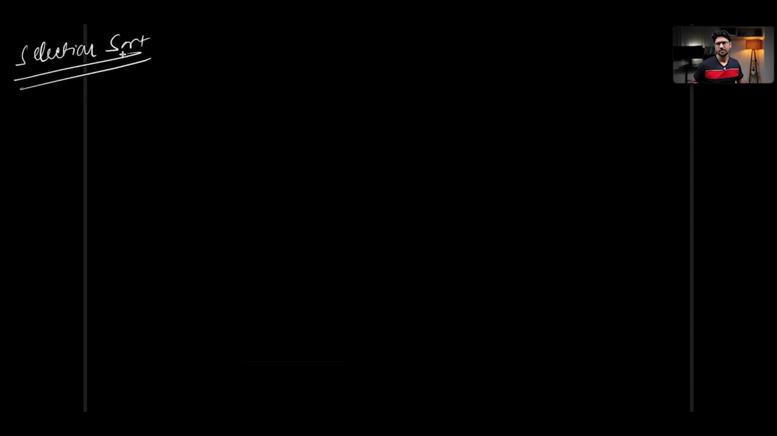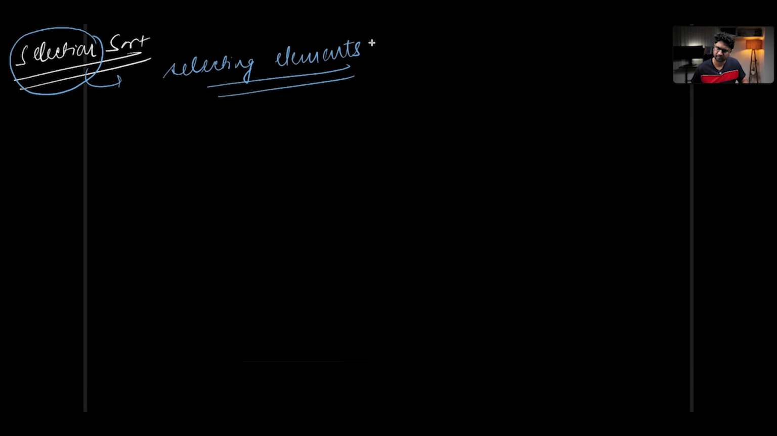Okay. Selection sort, again, just like bubble sort, gives a hint that selection sort involves something called selecting elements. So when you're trying to do a selection sort on an array, let's say that I have an array that looks something like this: 5, 3, 1, 4, 2.